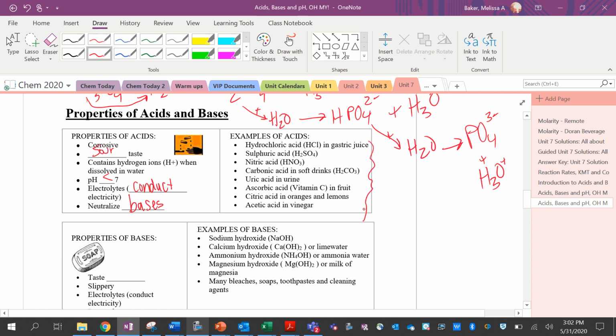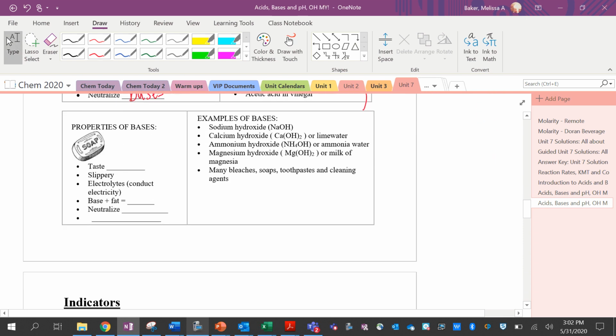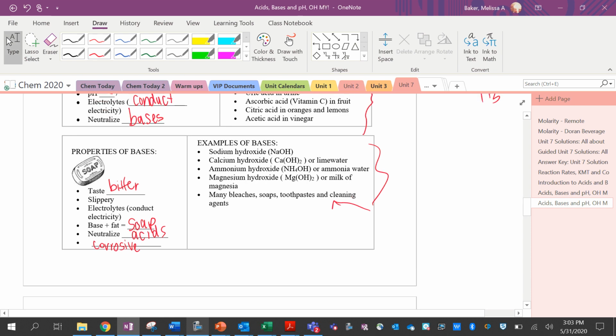There's a bunch of examples of different acids. Bases taste bitter. They're slippery. They're also electrolytes. Base plus fat makes soap. We used to make soap in chemistry class. Bases neutralize acids. They are also corrosive. And then there is also a list of some common bases. So these are things that you can find around the house a lot of times for your testing that's coming up.